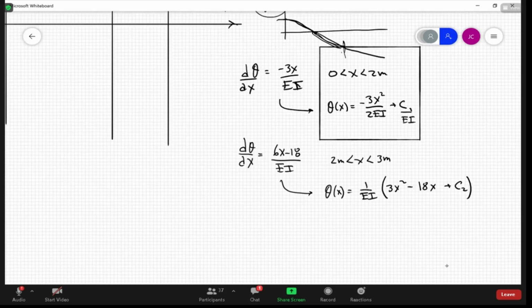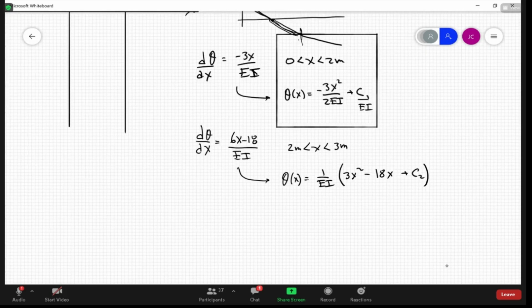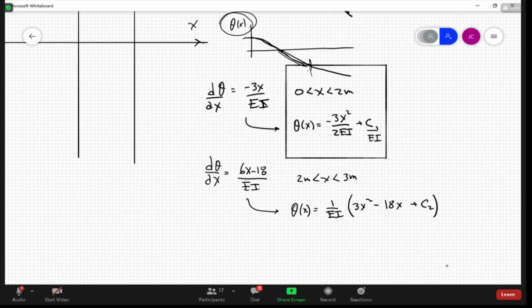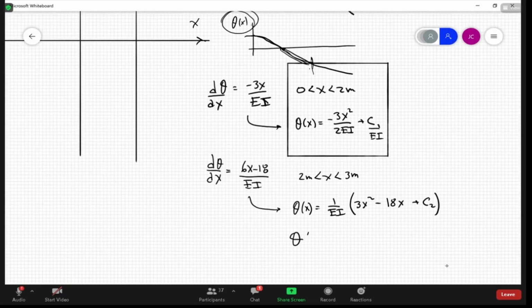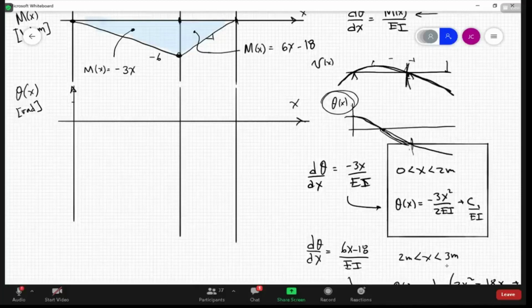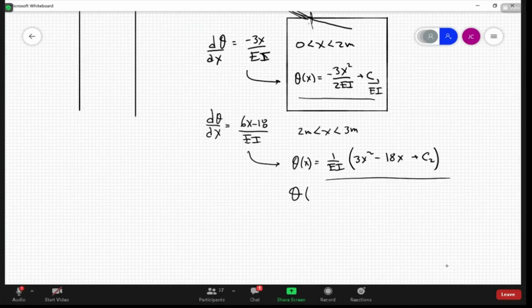So fine. Actually, this is all we got. But we do know that we have a continuity requirement. If we look at point B right here in the middle, the slope coming from the left-hand side has to equal the slope coming from the right-hand side. So we got a continuity issue. These two relationships have to be equal at x equal to 2, all right?